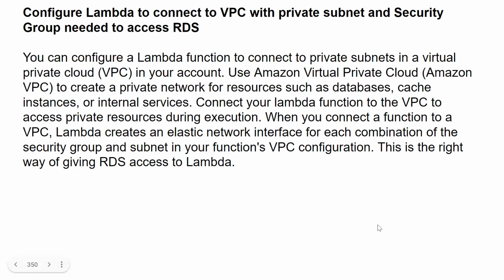Okay, so configure Lambda to connect with VPC with private subnet and security group needed to access RDS. Okay, I thought security group was with EC2 instances, but I guess.